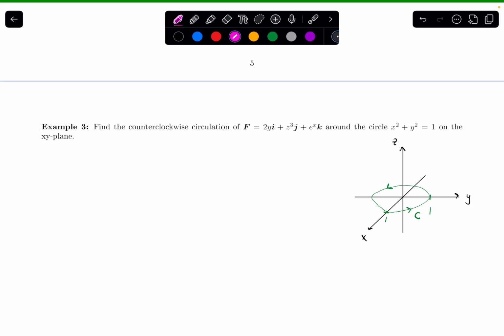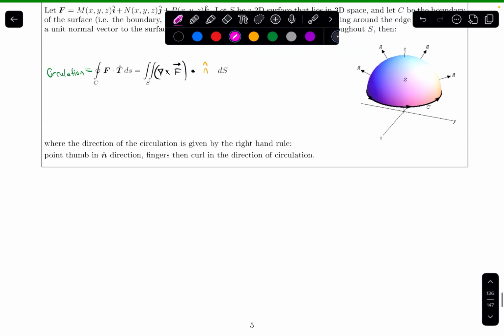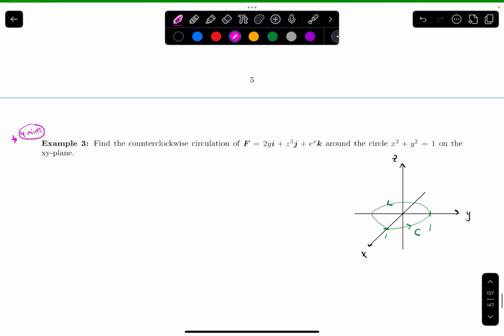So I first want to have you pause the video for about 4 minutes to try this on your own. See if you can remember the formula for circulation. My hint is we just saw it on the previous page, and then try to evaluate it. So pause it in 3, 2, 1, pause it and try it. All right, so hopefully you did that.